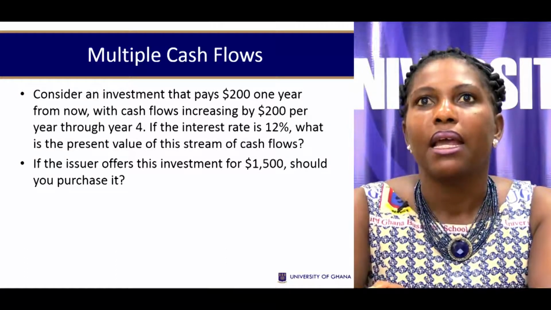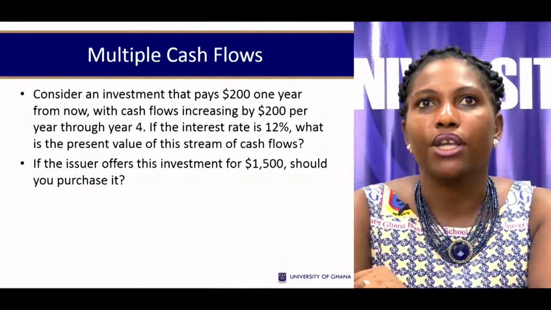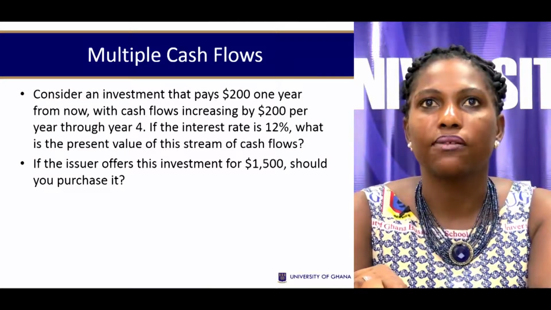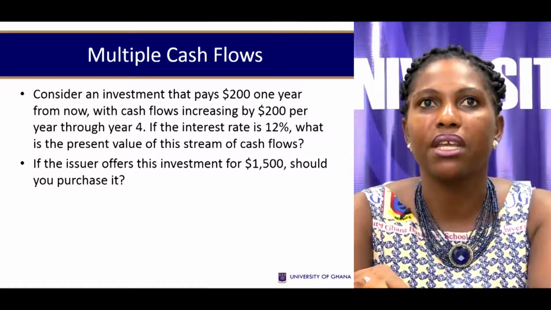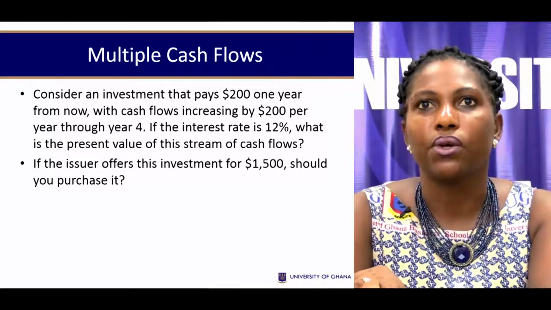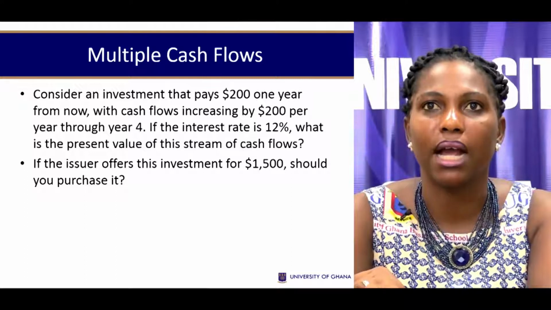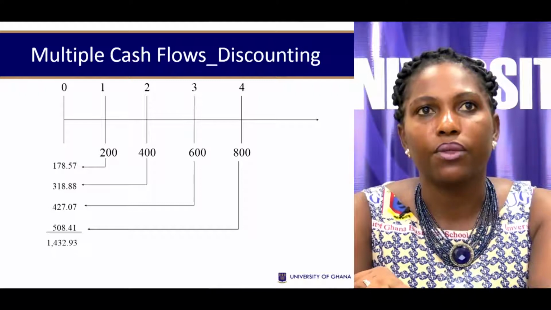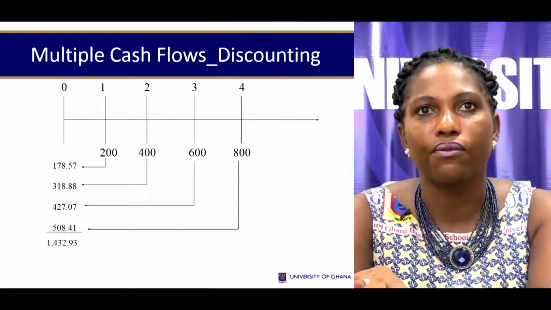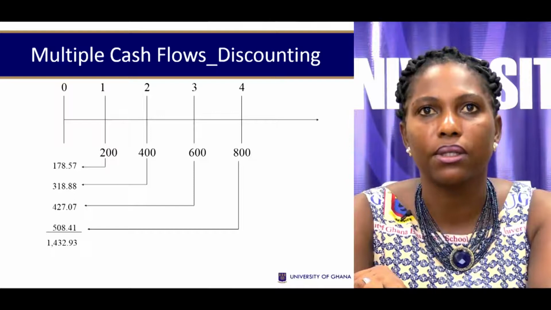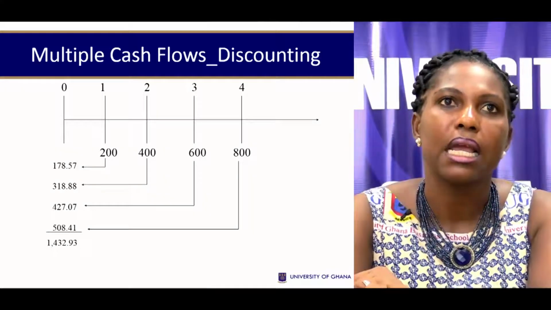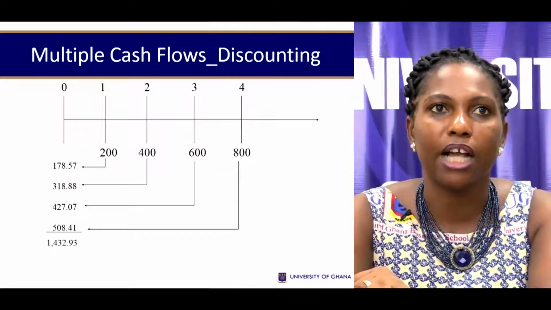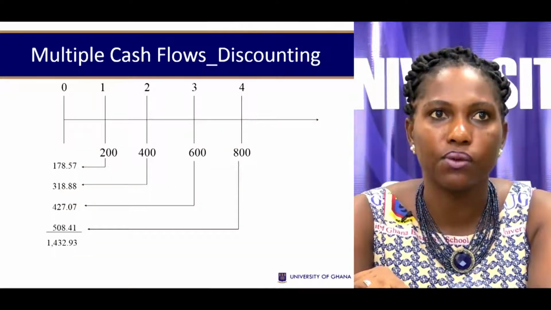Now, this is an example where you have an investment that pays 200 one year from today, and the cash flows will increase by 200 every year through to year 4. So if the interest is 12%, let's see what actually happens. A year from today, I get 200, then it goes to 400, another 200 is added, it goes to 600, and then it goes to 800. Now, when I discount them, the present value means the first payment is actually worth 178 in terms of today.